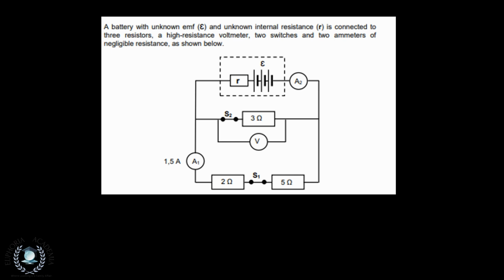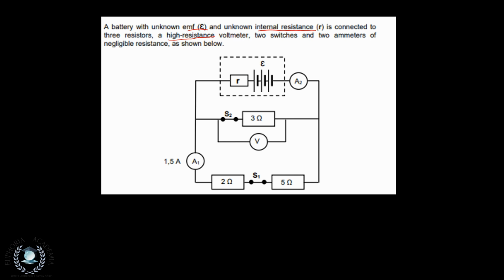So we have a battery where we don't know the EMF, and we don't know the internal resistance, and it is connected to the resistors, of which we know their resistance, and a high resistance voltmeter is also connected. Always know that a voltmeter is of high resistance. All right, that's why we connect it in parallel. All right, two switches and two ammeters. Their resistance does not matter. All right, so let us go into the circuit.